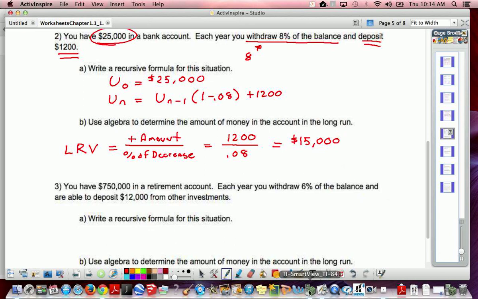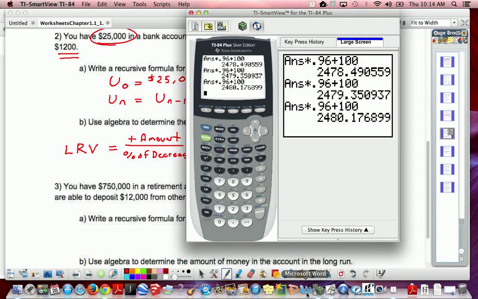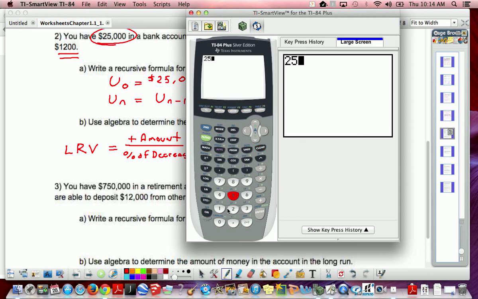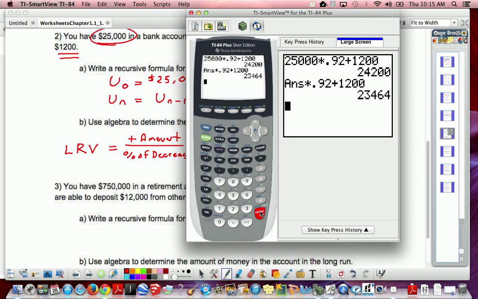So if you don't believe it, and you're not convinced, or you want to even check your answer, you can start by saying, all right, I can take 25,000. I'm going to times it by 0.92, but add 1,200. That will tell you how much is in your account after the first time. Times it by 0.92, but add 1,200.